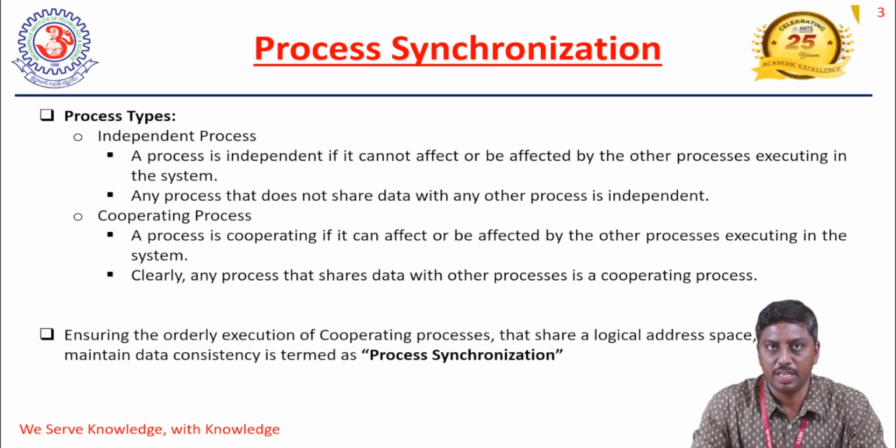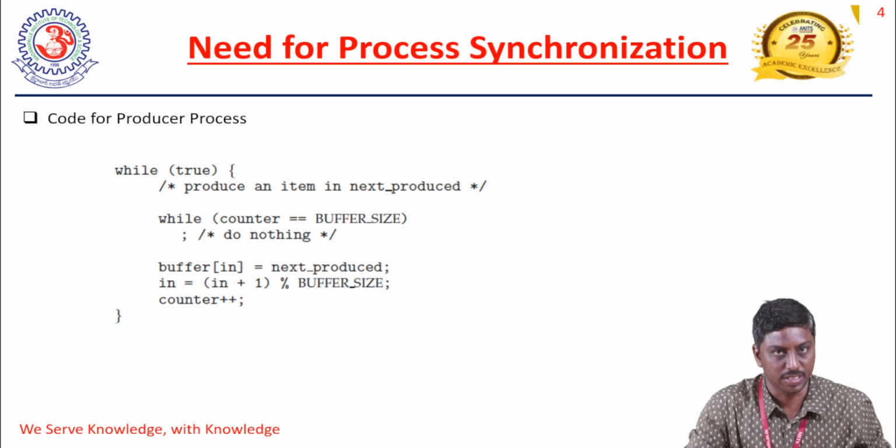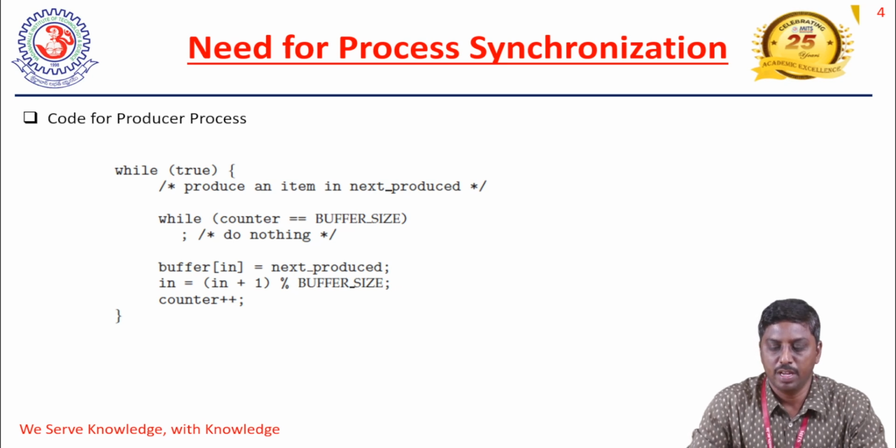Now, after seeing this definition, we'll move on to the next topic. What is the need for process synchronization? Let's see the famous classical synchronization problem, the producer and consumer problem. In this problem we have two types of processes, namely the producer process and the consumer process. The slide shows the code for the producer process, so let me explain this briefly.